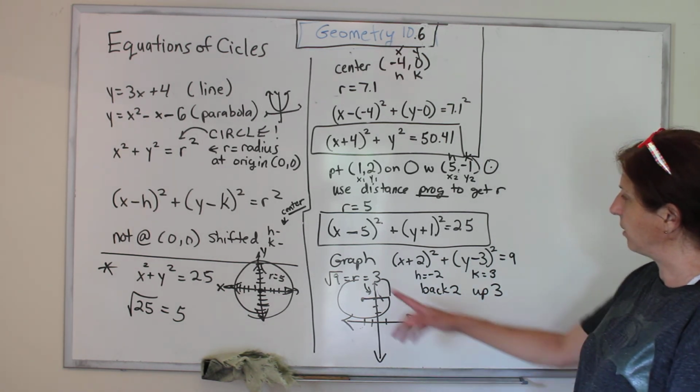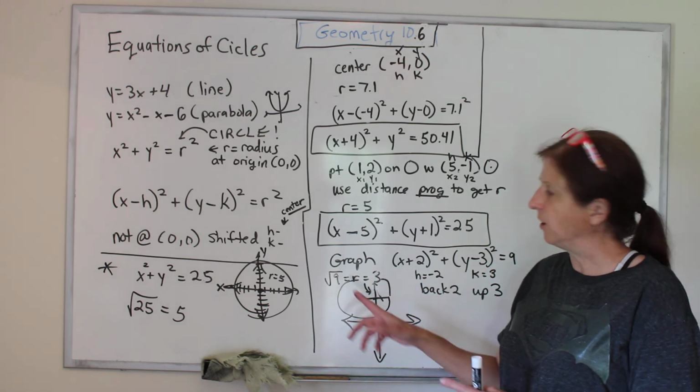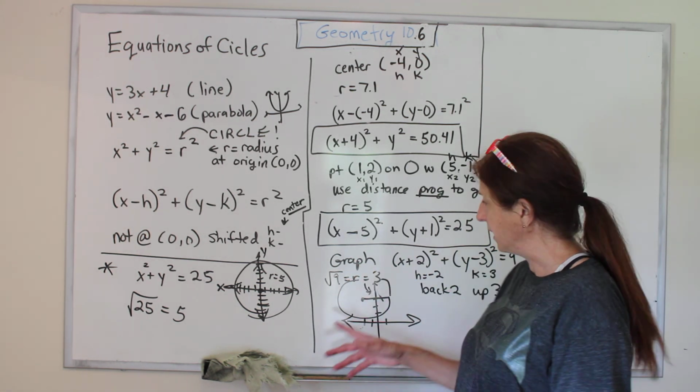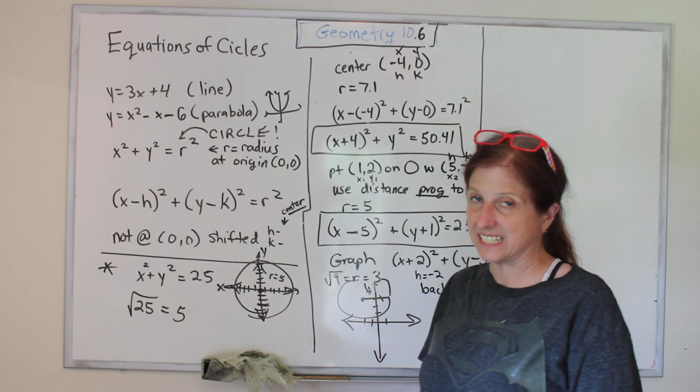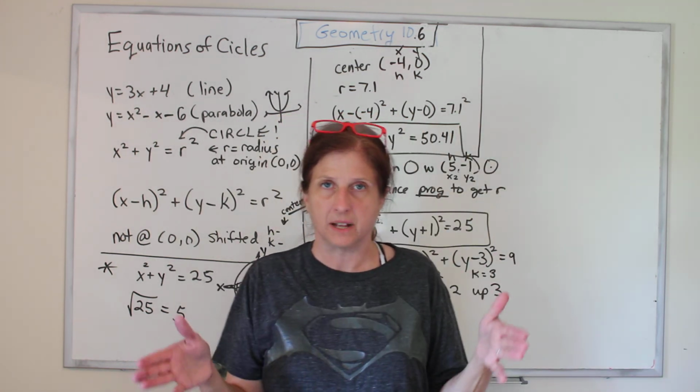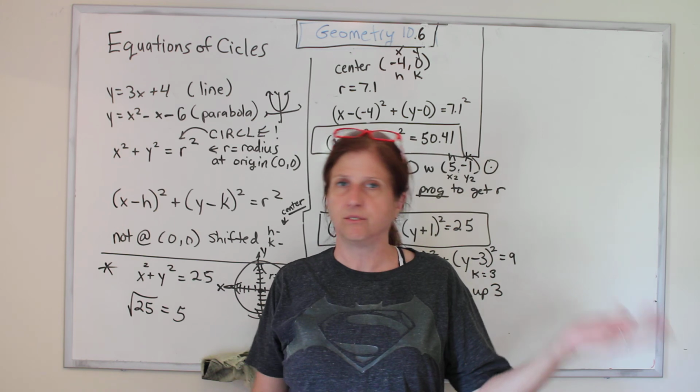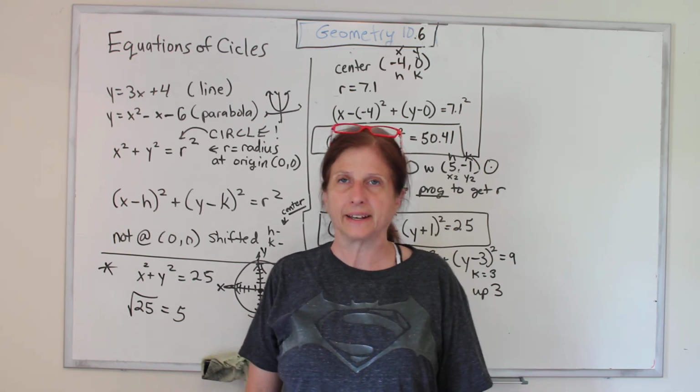Notice that with our radius, we only do the positive. You know, the square root of 9 is plus or minus 3, but we only do positive because distances are positive. Lengths are positive. You can't go -4 miles. That'd be like going back in time or something.